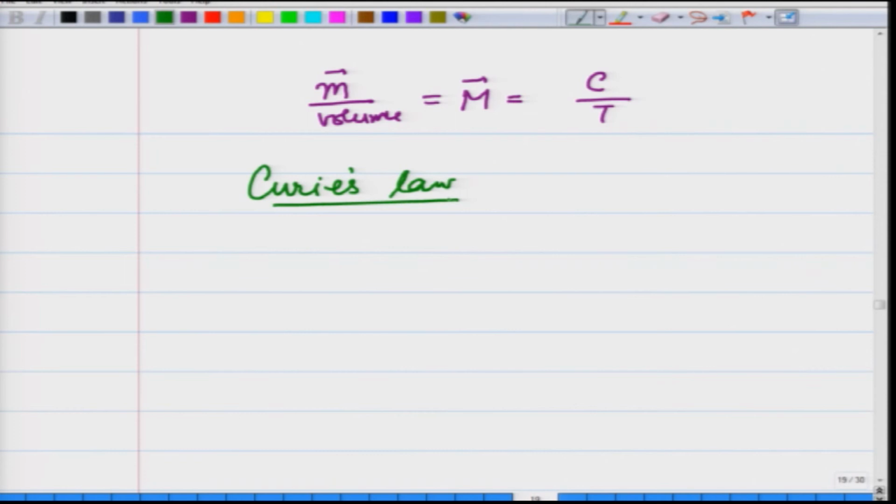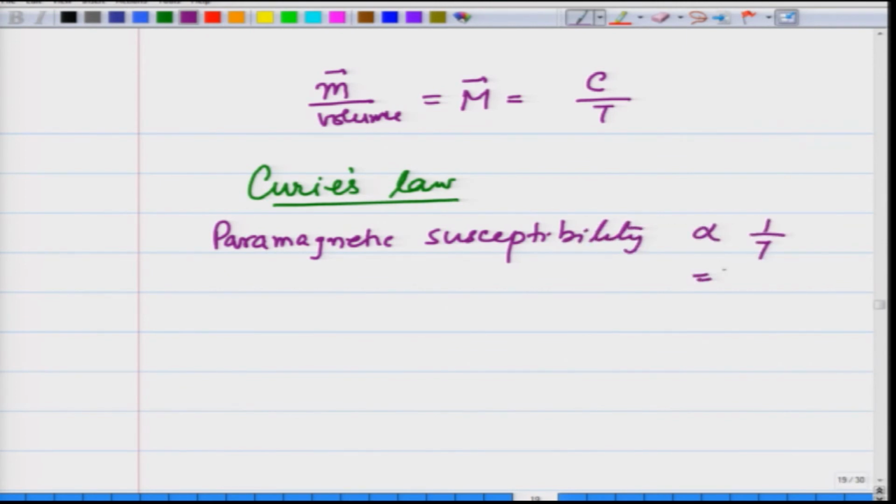What does that law say? It says that paramagnetic susceptibility is proportional to 1 over T. It goes as some constant divided by T. As temperature goes up, the paramagnetic susceptibility goes down because the levels start filling roughly equally at very high temperature.